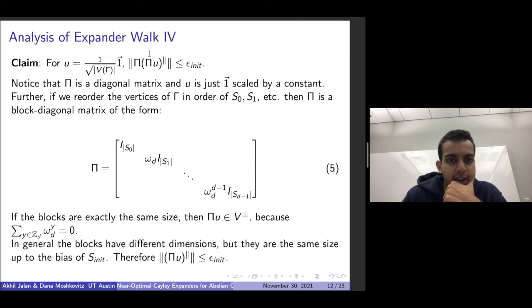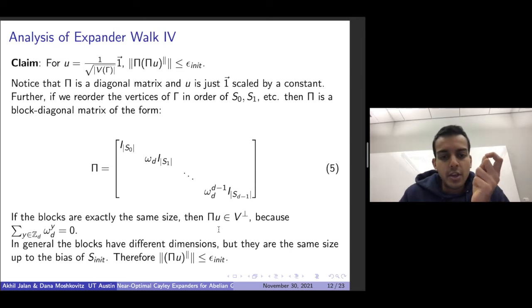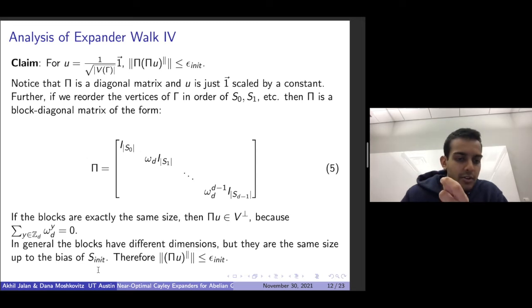And so if we're analyzing the perpendicular component, or the parallel component rather, that's just 0, and so the bound follows. But in general, we actually claim that most of the mass of pi times u exists in the perpendicular space. The reason is that we started with an S initial, which has bias epsilon initial. That means the blocks have to have roughly the same size, because no matter what character you analyze the initial set with, it will have bias epsilon initial.